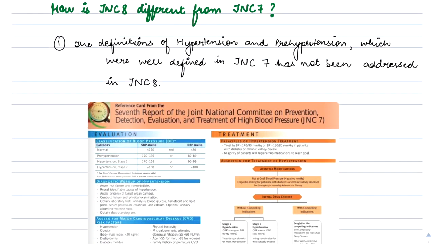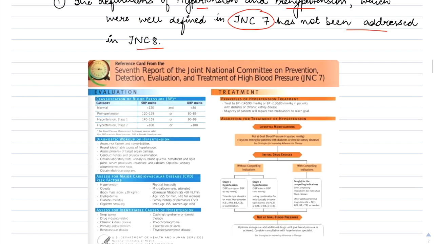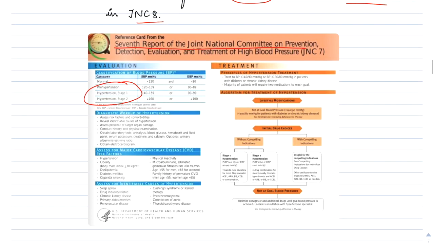Now, how is JNC8 different from JNC7? The definitions of hypertension and pre-hypertension were defined in JNC7. They have not been addressed in JNC8. So there is no such term as pre-hypertension and stage 1 and 2 hypertension in JNC8. Pre-hypertension, stage 1, 2 hypertension were given in the 7th report of JNC, but not in JNC8.